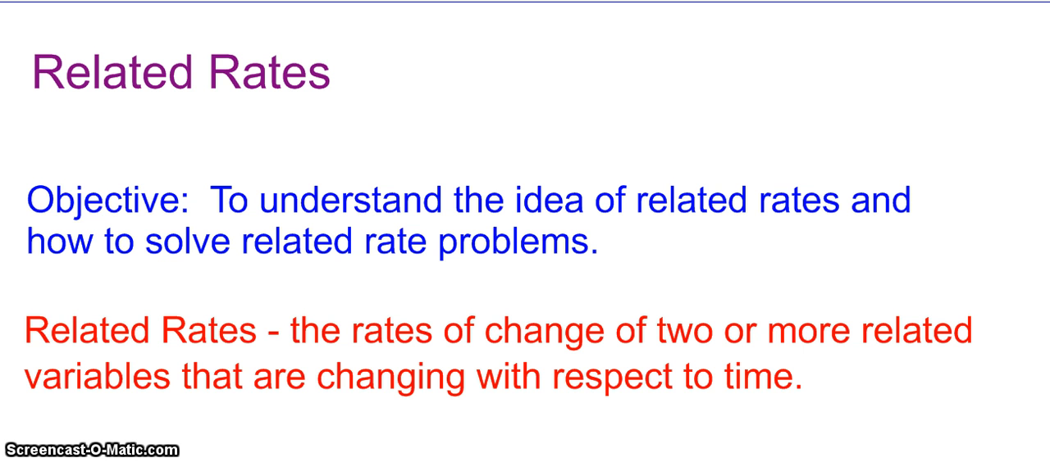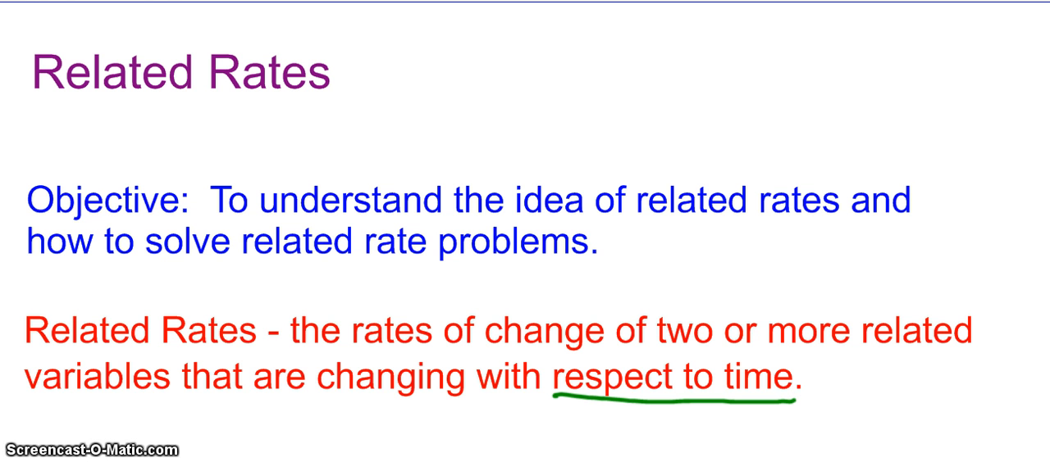Good question. Glad you asked. So that's the first part. We need to understand, what is that? Well, a related rate is the rate of change of two or more related variables that are changing with respect to time. So this is where it's important that we understand implicit differentiation, because now whenever we are doing a related rates problem, all of our derivatives are going to be with respect to time. So it's going to be something dt.